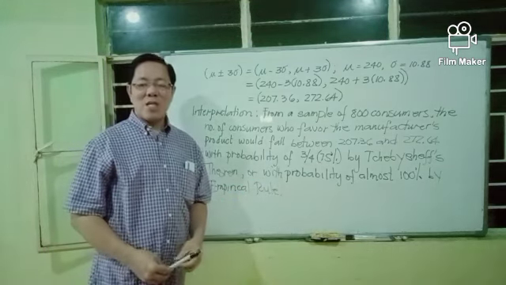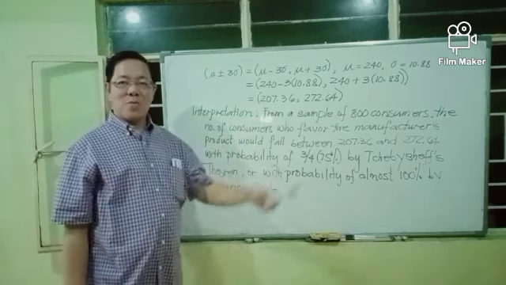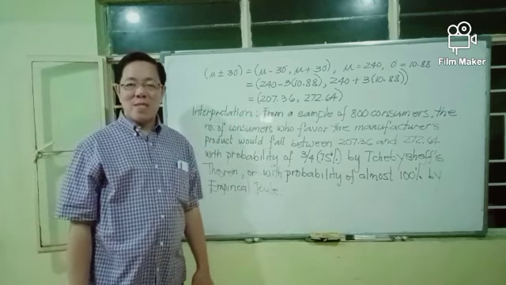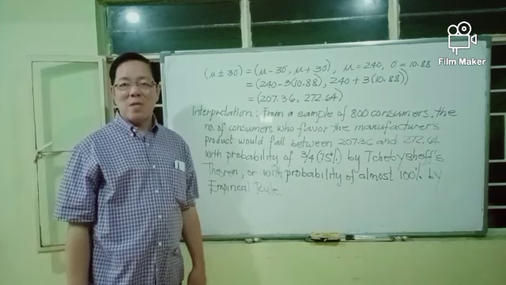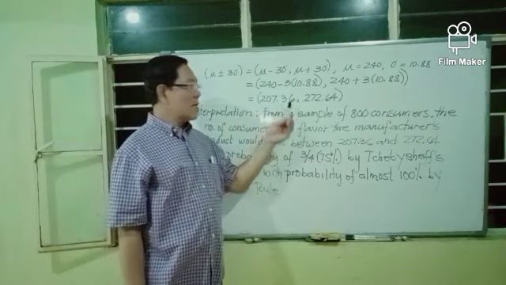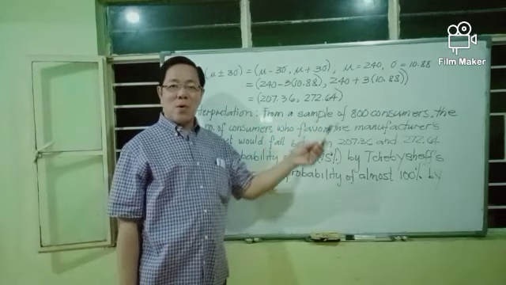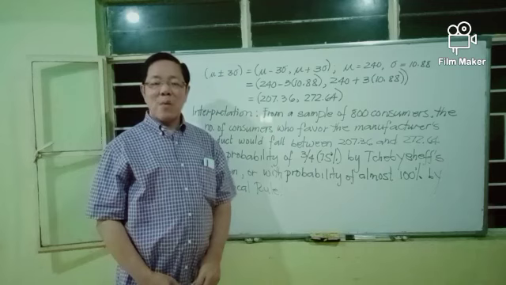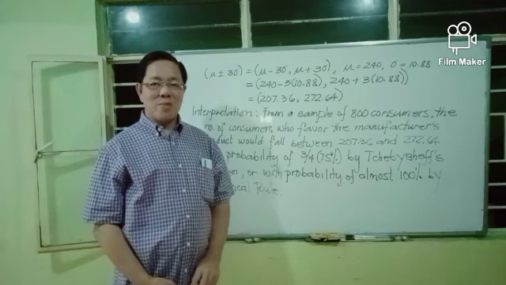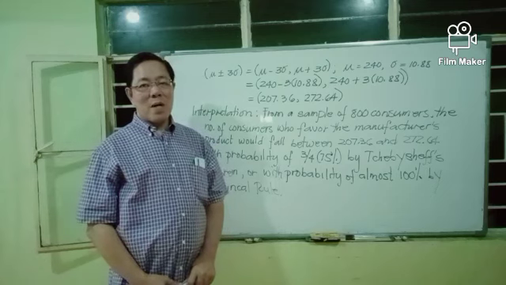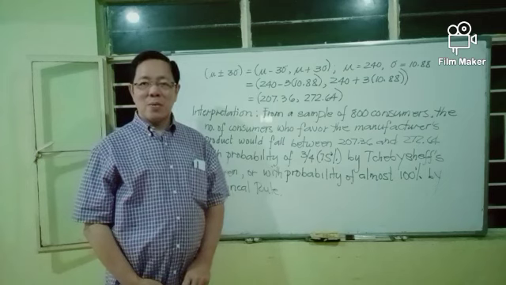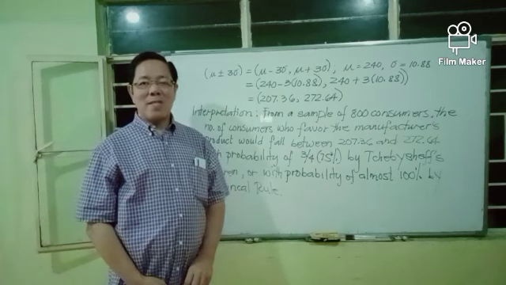Again, this is the interpretation of the result we obtained from the sample of 800 consumers. The number of consumers who favor the manufacturer's product would fall between 207.36 and 272.64, has a probability of 3/4 or 75% by the Chebyshev theorem, and with the probability of almost 100% by the empirical rule. And that completes our example.